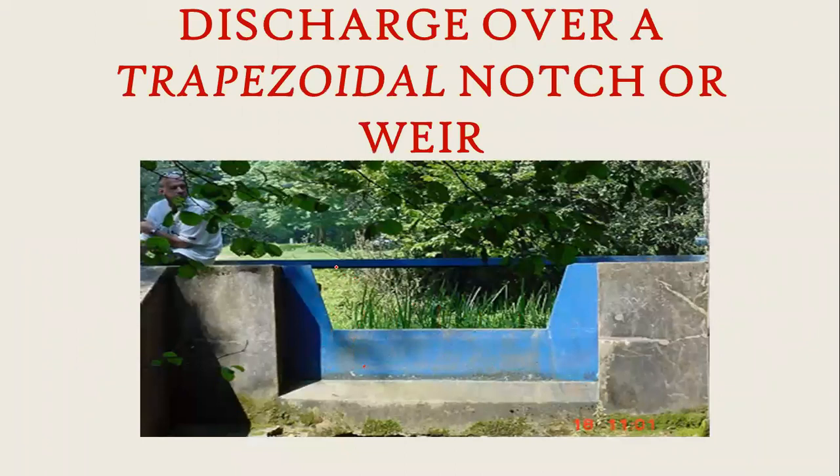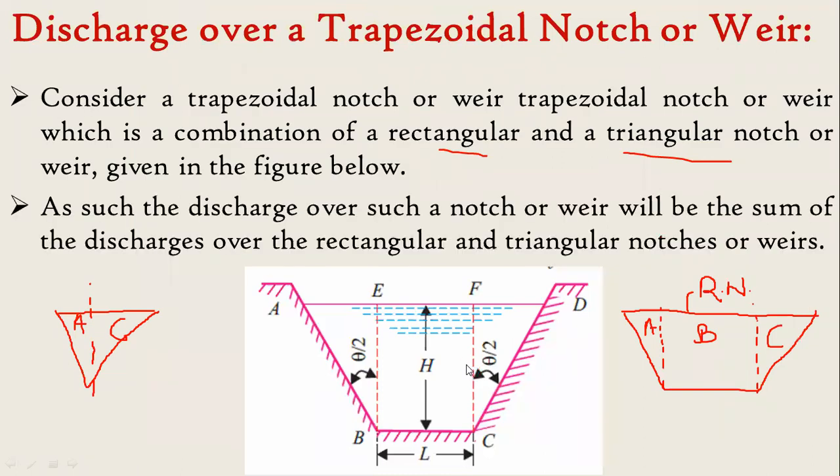Let us see how it is done. I will divide this trapezoidal notch into three parts. For the middle B part, I will use the formula for rectangular notch, and the A part and C part I will combine. Now you can see A is a right angle triangle, C is also a right angle triangle. If I combine both, I will get a whole triangle, and for this part I will use the formula for discharge over a triangular notch or a weir. So let us see how it is done. I'll proceed.